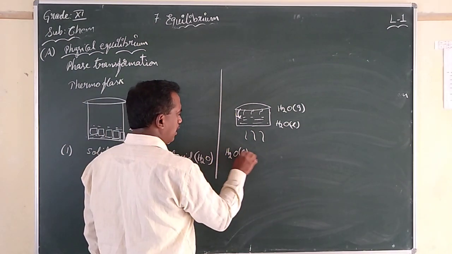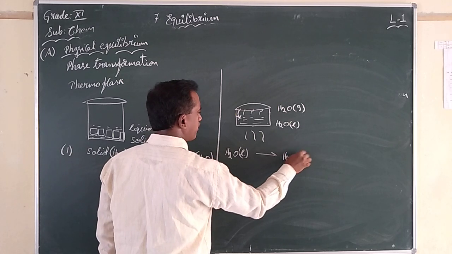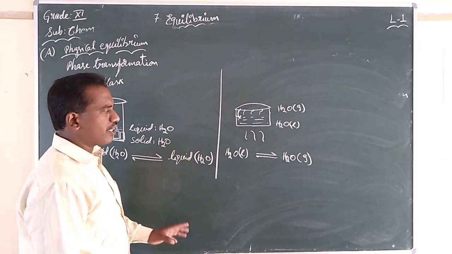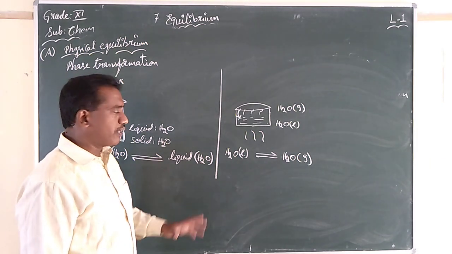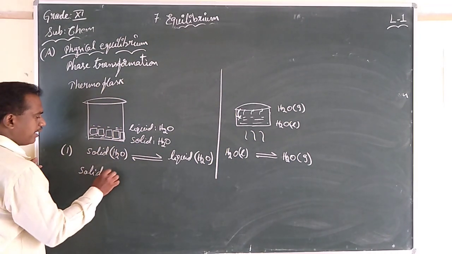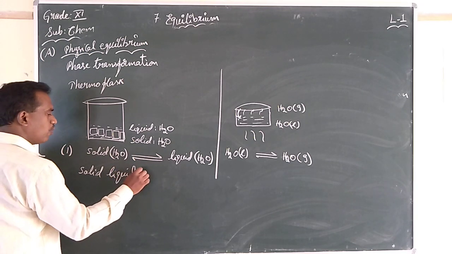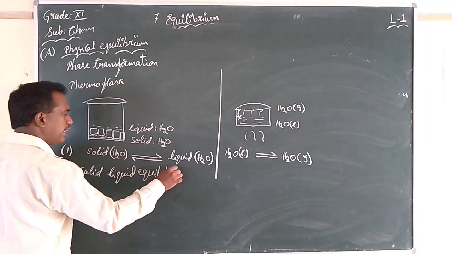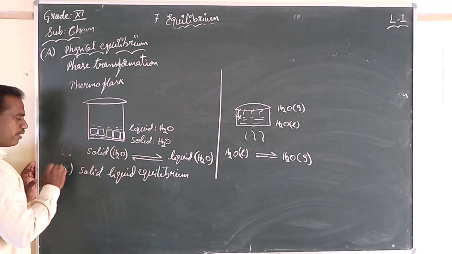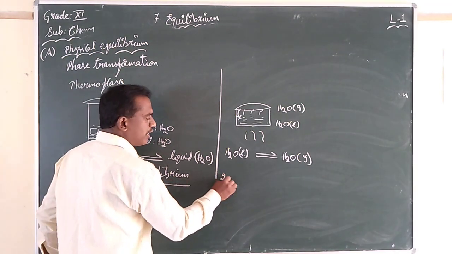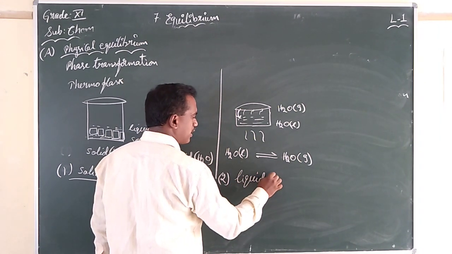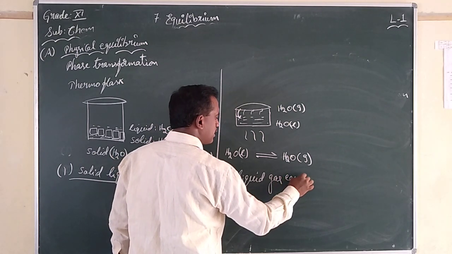So liquid water first changed into gaseous particles, and again these gaseous particles are touching the surface of the liquid, and they are again converting into liquid water. The first case I am calling a solid liquid equilibrium. The second one I am calling a liquid gas equilibrium.